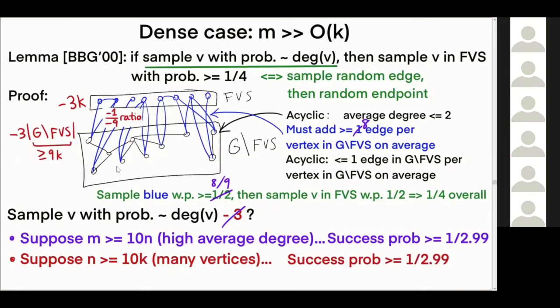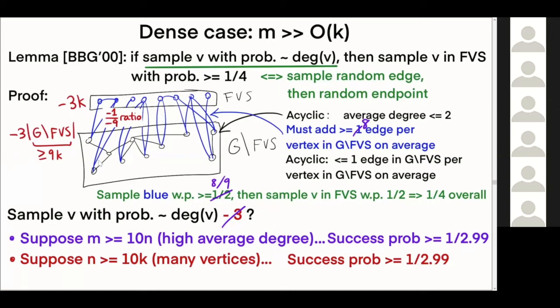So the point is the new intuition from before, which is we're subtracting 3k from the total weight inside FES, but we're subtracting 3 times the number of vertices in G minus FES from G minus FES in our sampling. And if n is much larger than 10k, then G minus FES is at least 9k. So we're subtracting with a ratio of 1 to 9.